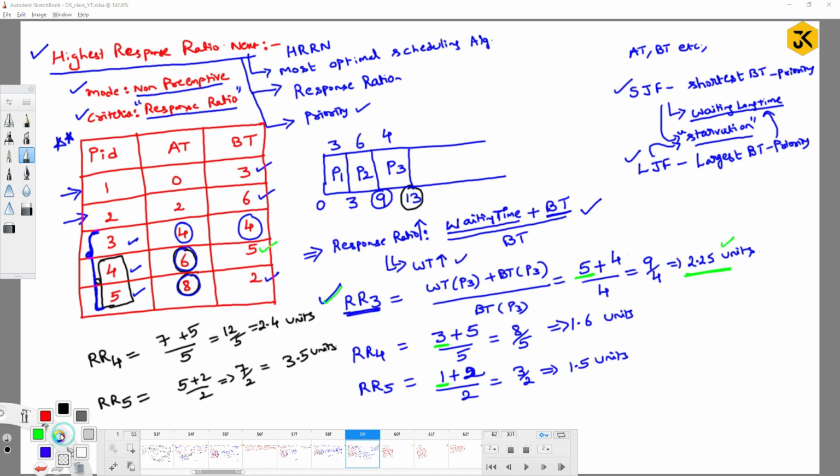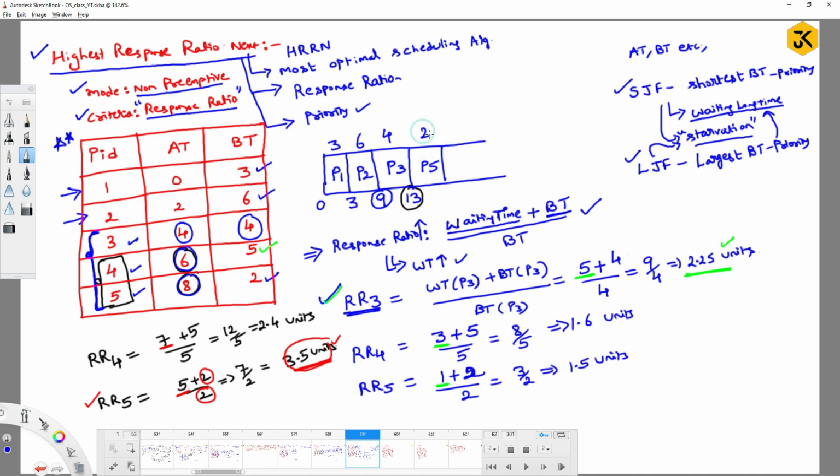See, in this particular situation, for the response ratio of process 5, even though the waiting time is very small, and the difference between process 4 and 5 is that the burst time is less here, that is why it got a higher value, because in the denominator you are using the burst time. So as it got the higher ratio, you have to give the chance to that particular process. So you will give the chance to P5.